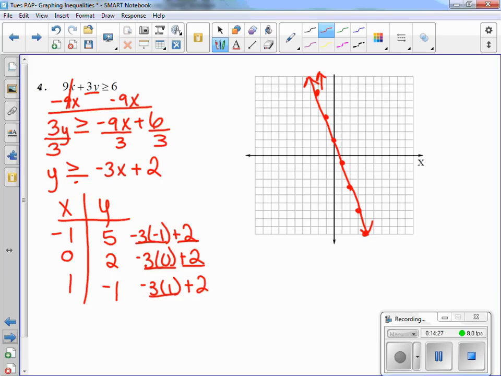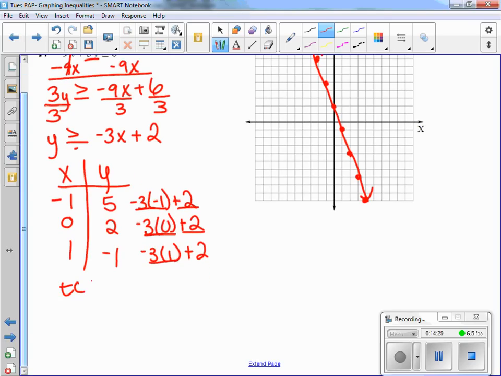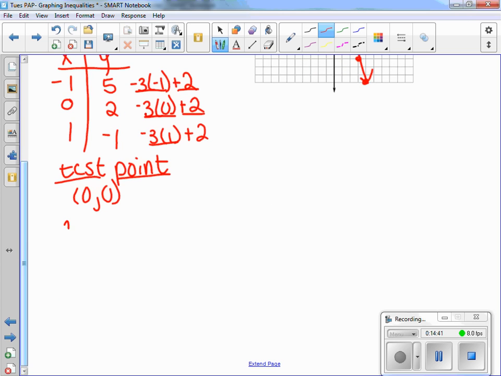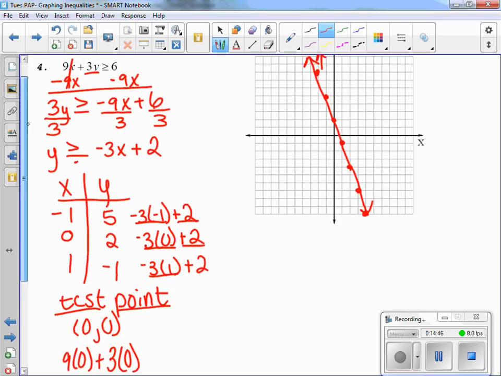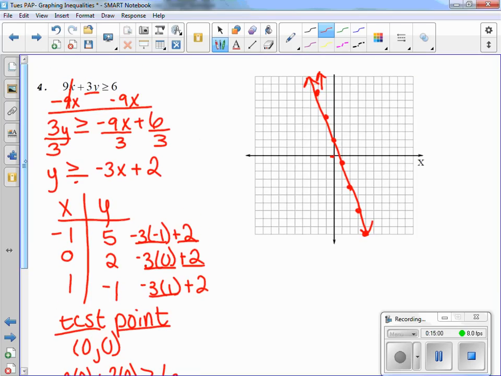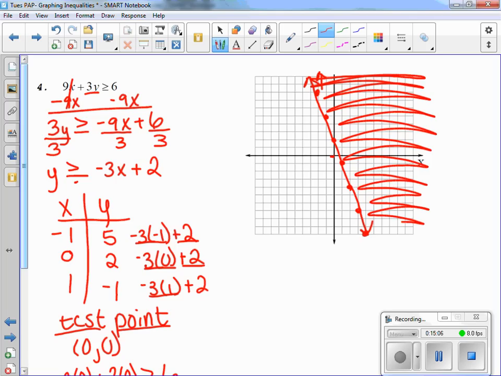However, to verify that, I still do want you doing a test point. In this case, our test point still can be 0, 0. So I'm going to plug back into the original, which was 9x plus 3y, and that had to be greater than or equal to 6. So 0 plus 0 is greater than 6. That's 0 is greater than 6. This is a false statement, which means where my 0 is, I cannot shade there. So that's why I'm going to be shading on top of the line.